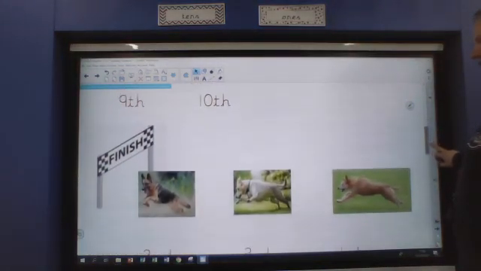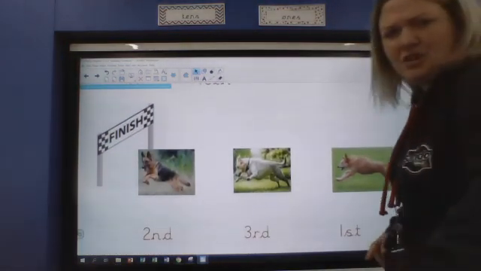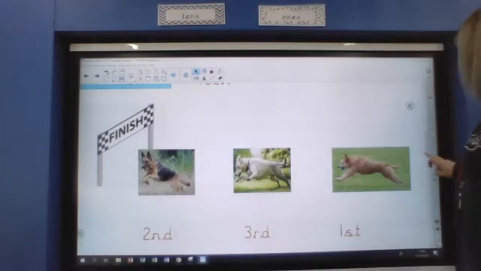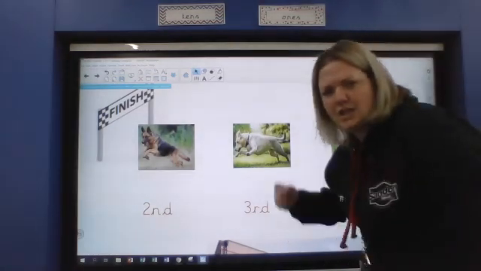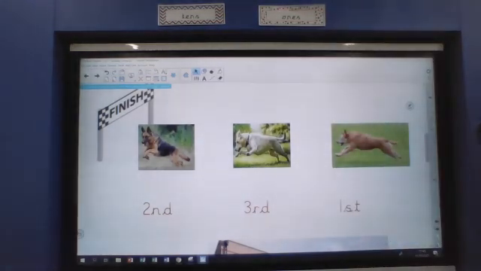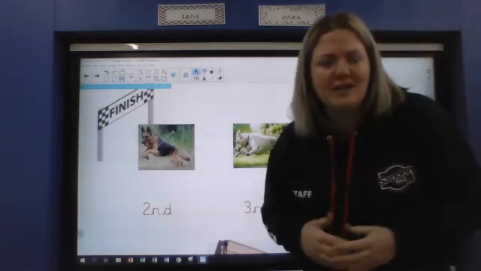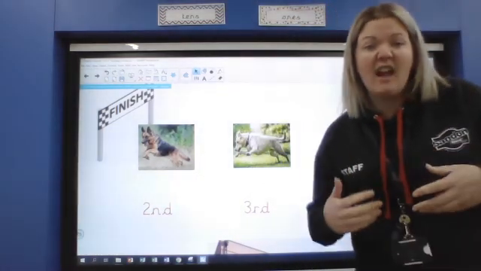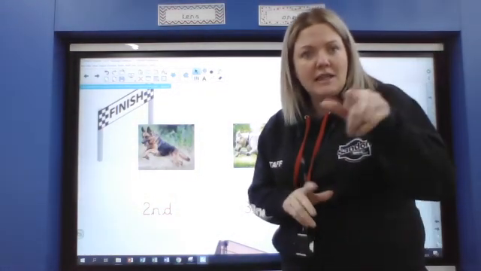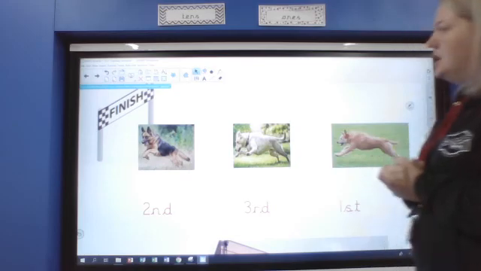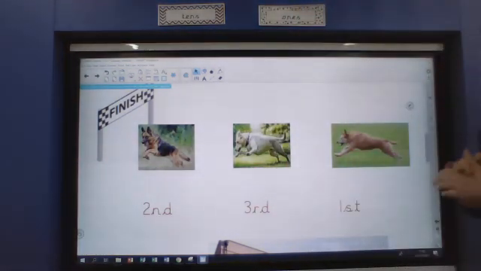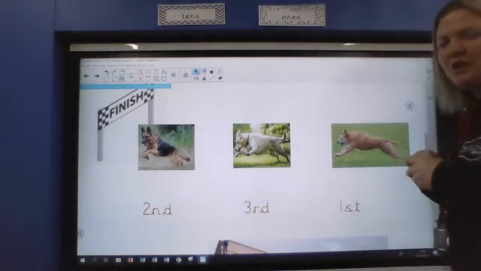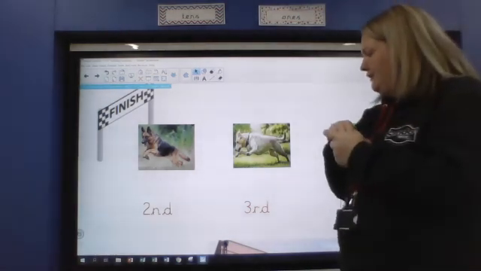Oh, we've got a finish line here, and we've got some dogs. It looks like those doggies are racing to the finish line. Who's going to be first in the race? Who's going to be second? Who's going to be third? And that's where I need your help. So here's our finish line at the end. Which dog is first to finish? Which dog is the first over the line?